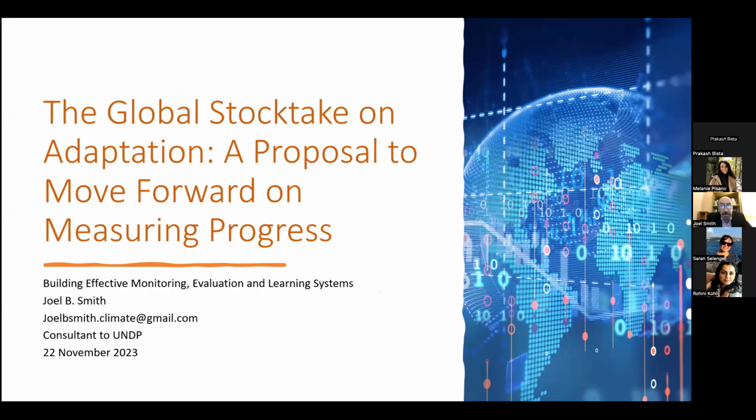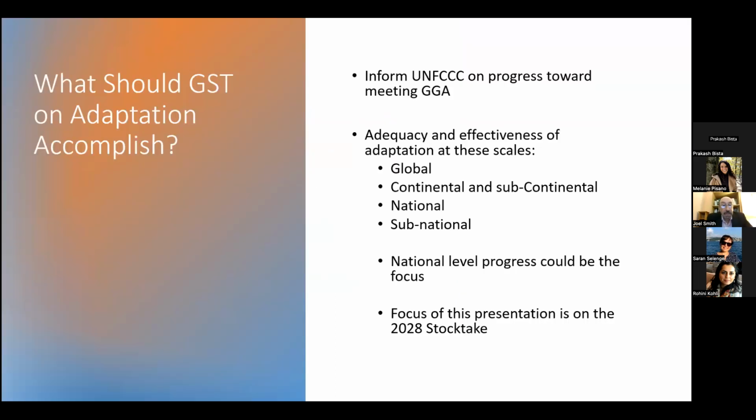So this is a paper that I've been working on with input from my colleagues, some of them here on the call, on the webinar, to try to address the global stocktake. Let me make it clear, it's not about the global goal on adaptation, which is also being discussed and negotiated simultaneously. This is really how do we measure progress to those goals and presumably targets whenever they are established. All right, so let's dive in.